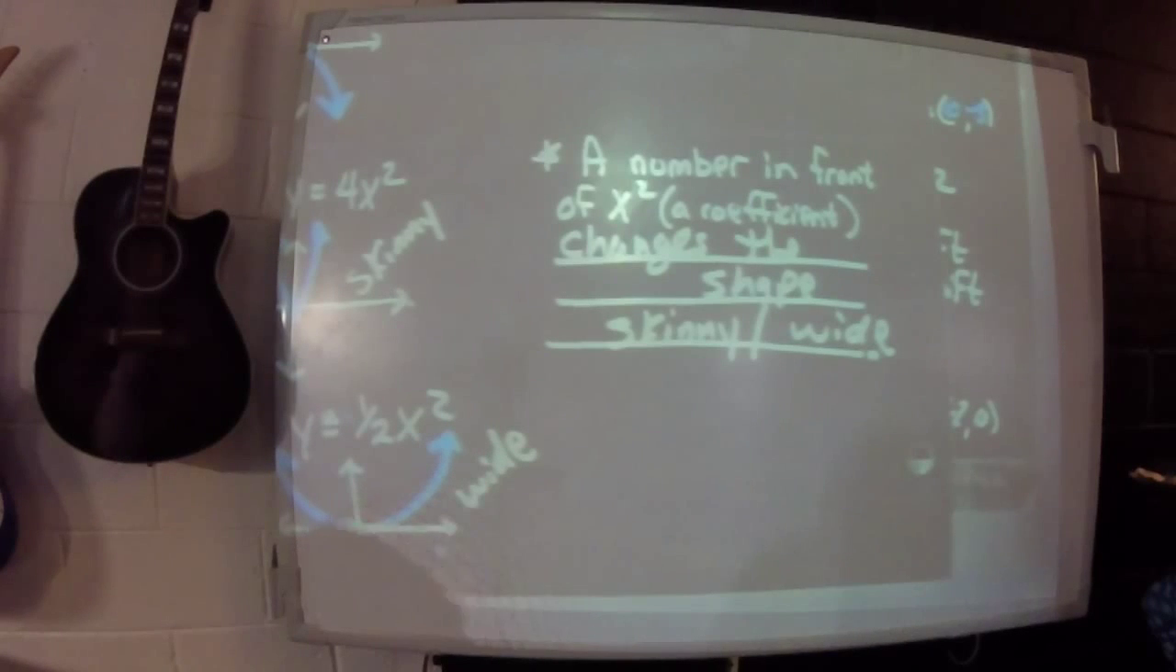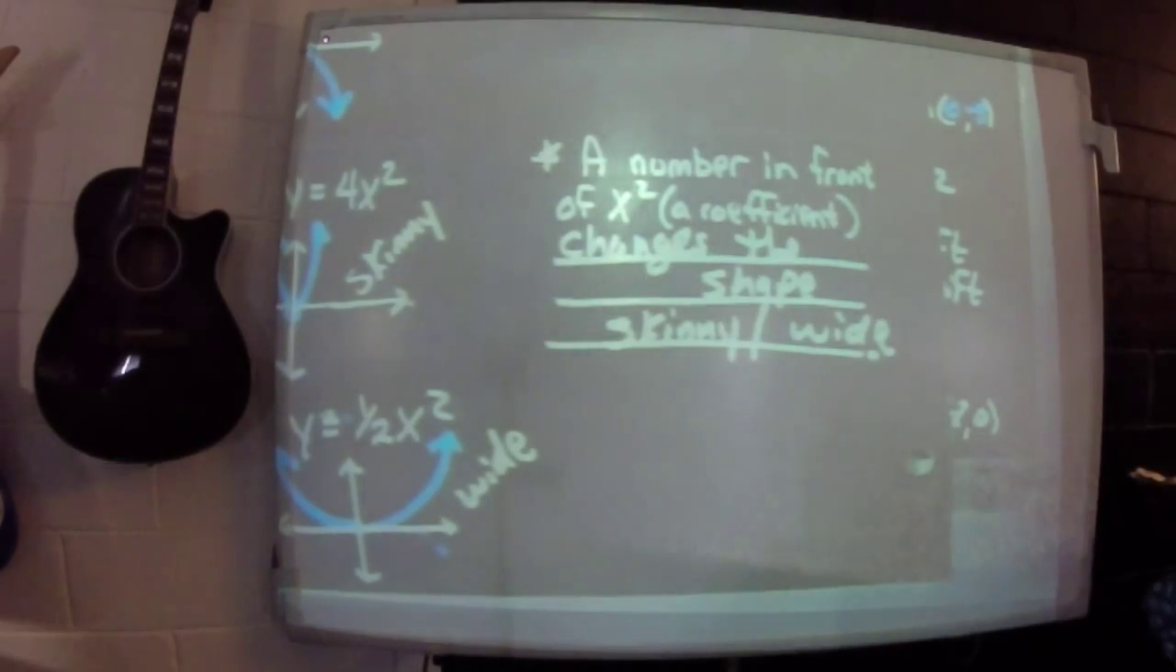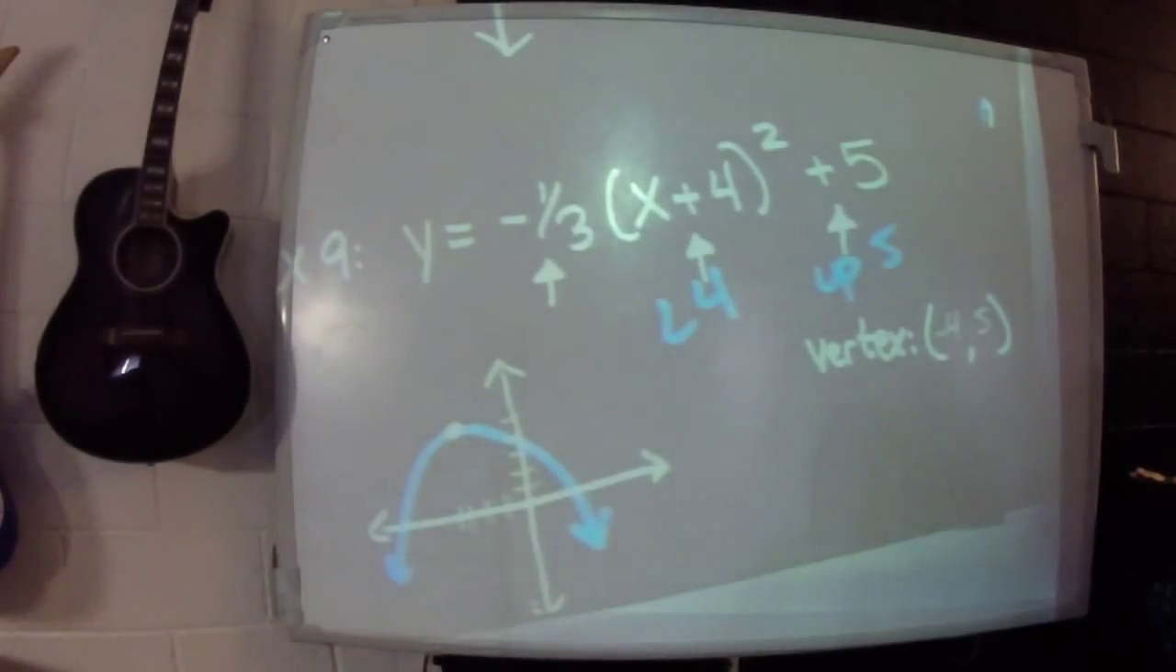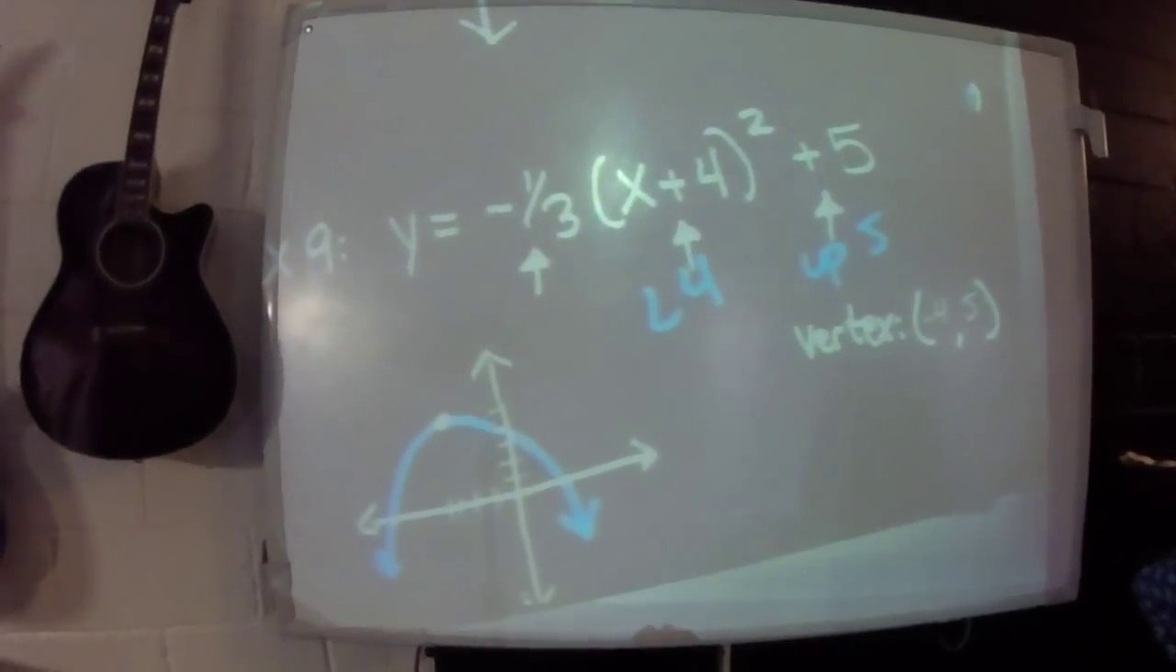Okay, sum it all up. Numbers on the far outside move you where? Up or down. Numbers inside the parentheses move you left or right, but opposite. If I have a coefficient, what does it do? Tells us how wide or skinny. Fractions are wide. Big numbers are skinny. And then a negative in front flips it upside down. We kind of already knew that one. That's everything about basic shifts. All of those things are going to apply when you start learning about circles, ellipses, and hyperbolas.